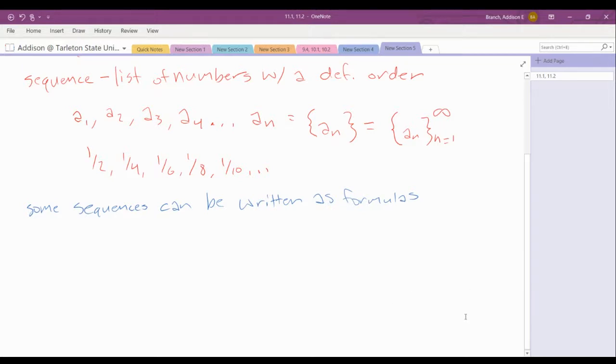So for example, in this one, we can rewrite this as a sub n is equal to 1 over 2n. And when we do this, we start off with n equals 1. So if we were to list them, at n equals 1 we'd get 1/2, n equals 2 we'd get 1/4, n equals 3 we'd get 1/6. And we can see how we're going to keep following this pattern.